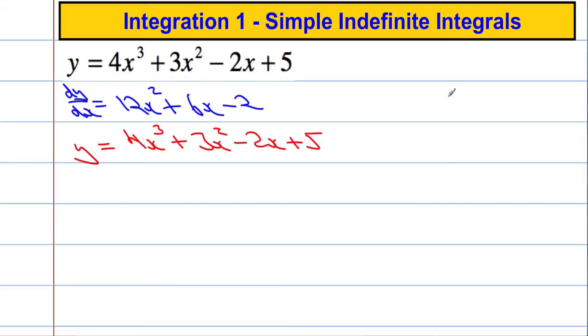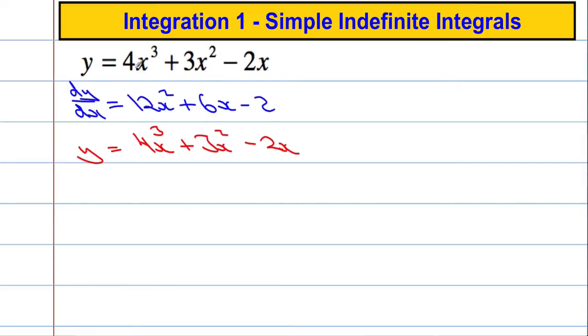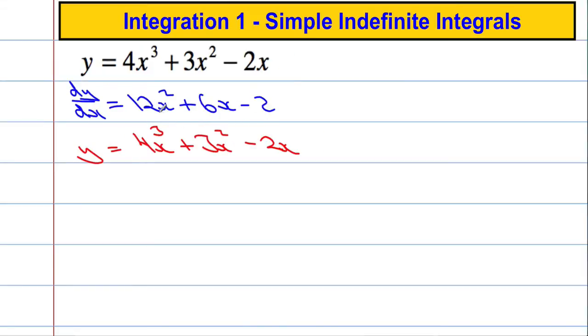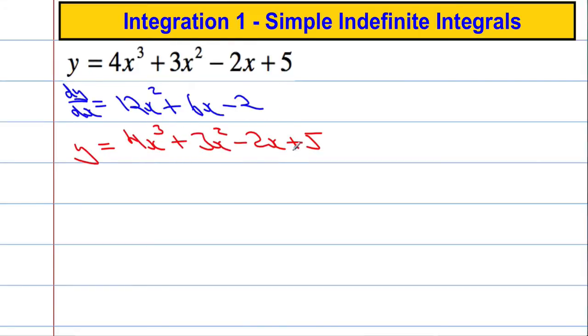Now, if you look at the original function, when I took the derivative, I had 12x squared plus 6x minus 2. And if I have this function here, when I take the derivative, I also get 12x squared plus 6x minus 2. However, if I integrate those functions, we can see that one is different to the other.